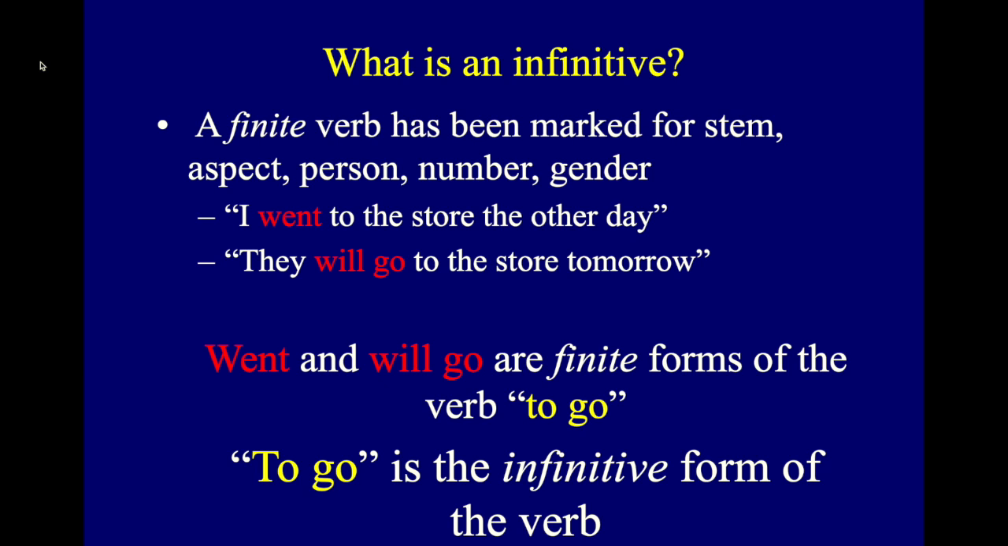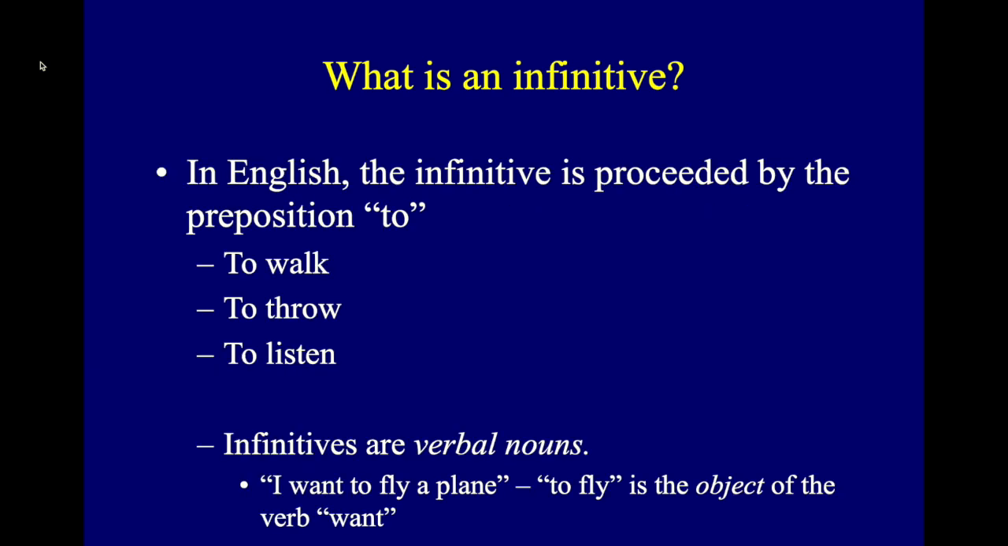So the infinitive form means you haven't put it into any particular form yet. You haven't marked it for gender, number, time, in Hebrew, aspect, stem, right? Any of these things yet. So it's the most plain, most generic form of the verb you can possibly have. So, like I said, in English, to go, to see, to want, to have, those are the infinitive forms of the verb. So in English, we have this preposition to that we add to this generic form of the verb in order to create the infinitive.